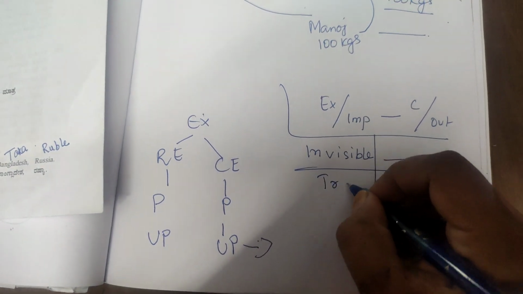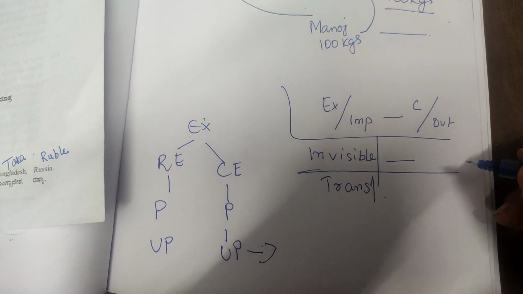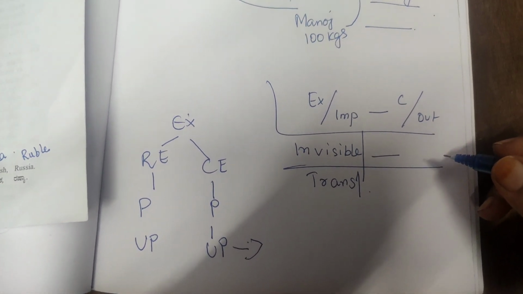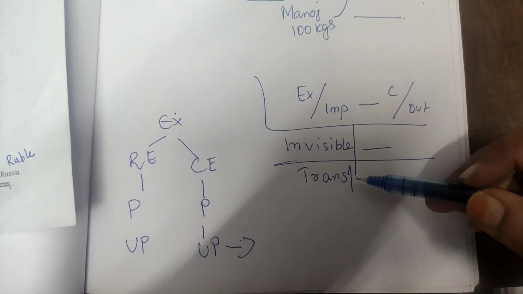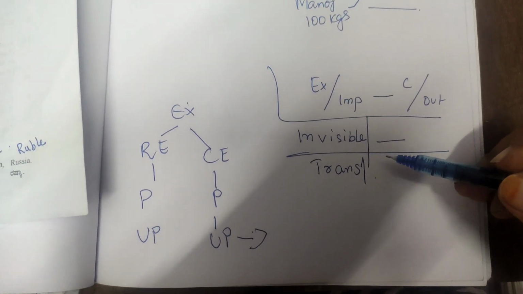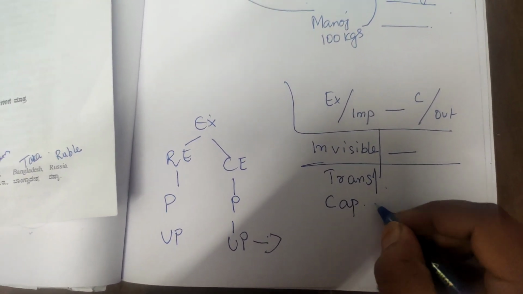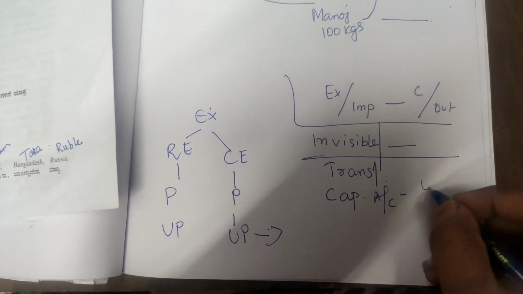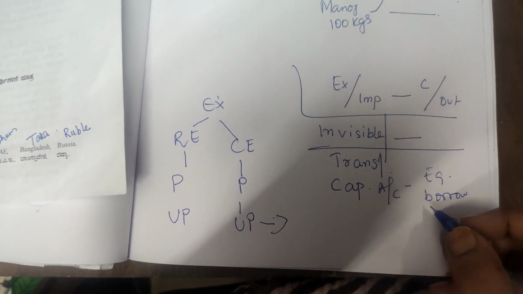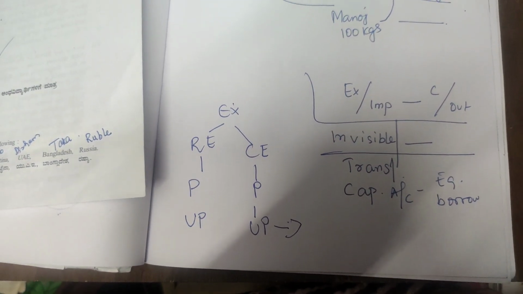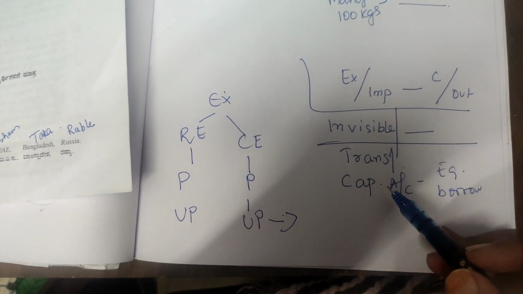After that, we have the transfer payment: any kind of development program, or any kind of subsidies we get from foreign countries, all come under the transfer payment. After transfer payment, we have the capital account, which deals with long term equity, borrowings and loans, and long term repayments of loans also come under the capital account.